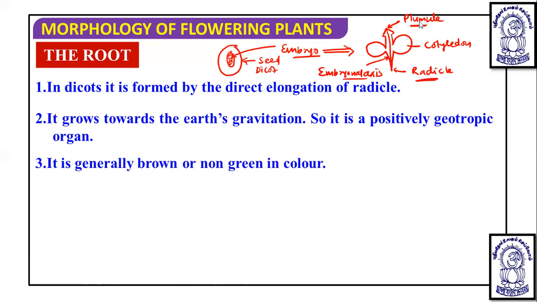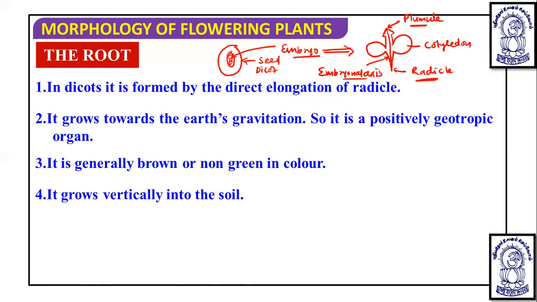It is generally brown or non-green in color. Then it grows vertically into the soil. Actually, it grows downward in the soil. So this is the root actually.